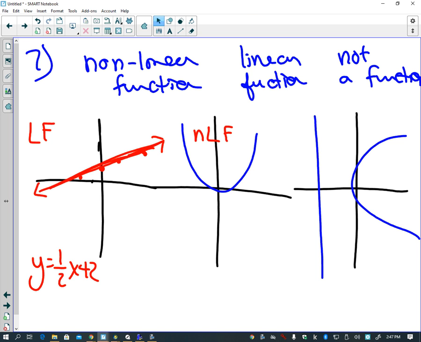All right, what time do you guys tell me we got out of here? 51. So this is not a function. Okay, either of those are not functions.